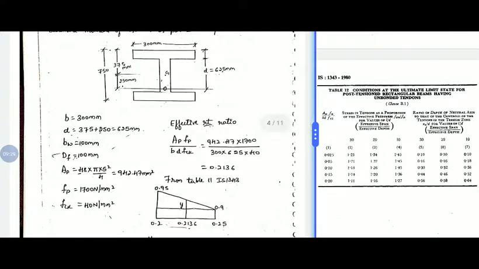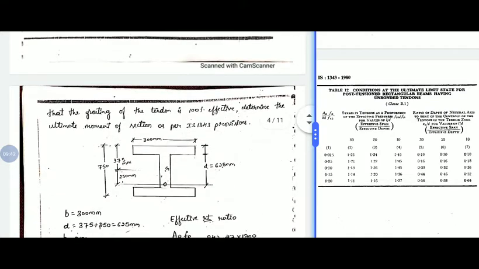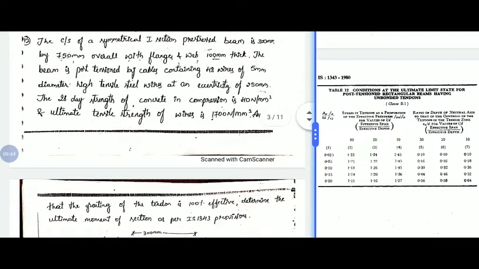So the first step is the effective reinforcement ratio, AP FPU by B D FCK. Substituting values we will get 0.2136. So here one thing you can observe: if it is an unbonded member or unbonded section, you should calculate the effective reinforcement ratio as well as the L by D ratio.